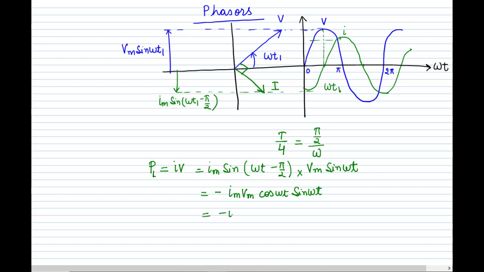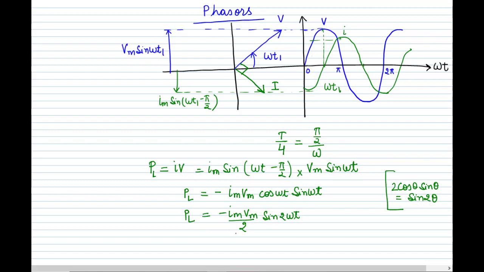So this is equal to minus Im Vm, and 2 cos theta sin theta, as always, that is a trigonometric relation, is equal to sin 2 theta. So cos theta sin theta is sin 2 theta upon 2. So this is upon 2 and sin 2 omega t. So our instantaneous power is equal to minus Im Vm upon 2 sin 2 omega t, right? Because 2 sin theta cos theta is sin 2 theta. So our power at any instant is equal to minus Im Vm upon 2 sin 2 omega t.